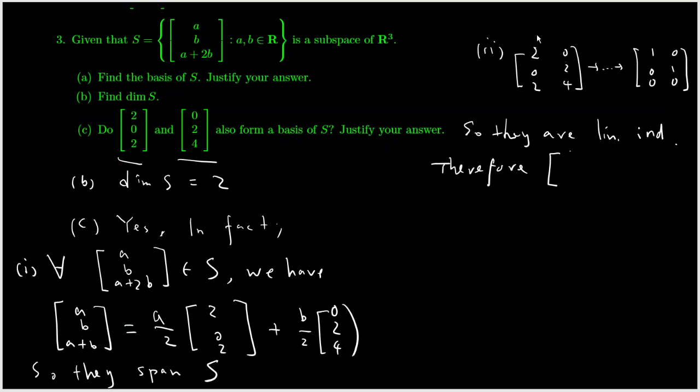Therefore, the given vectors in question C, I mean the final sentence, I'm going to write the full sentence. The given two vectors 2, 0, 2 and 0, 2, 4, they indeed form a basis of S. So do not just say they form a basis. You have to say they form a basis of which subspace. In this case, we want to say they form a basis of the subspace S. So that makes sense?